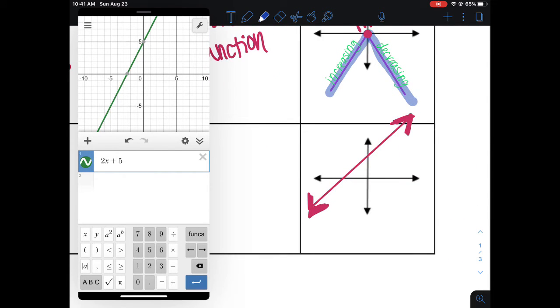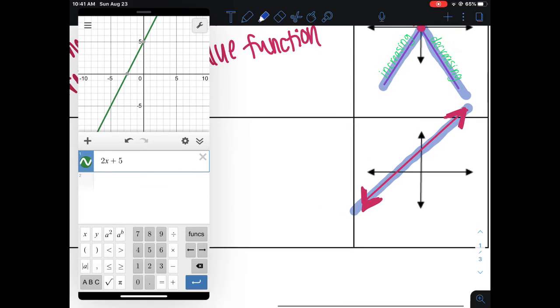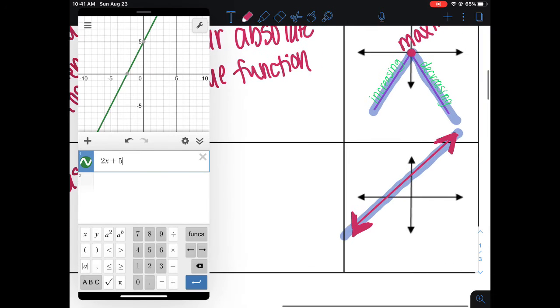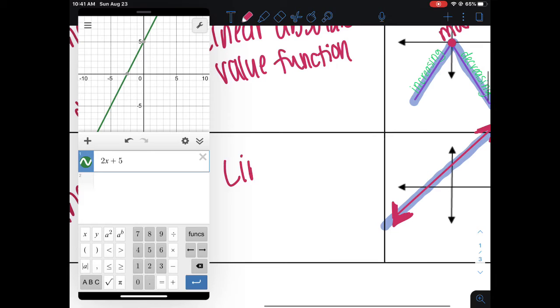And as we go from left to right, am I increasing, decreasing, constant, or a combination? So if I put my highlighter on the left-hand side of my graph, I follow it from left to right. I went up, so I was increasing. And then what kind of function was this? Hopefully this one is the easiest one for you to recognize because it is a line, meaning that it is a linear function.